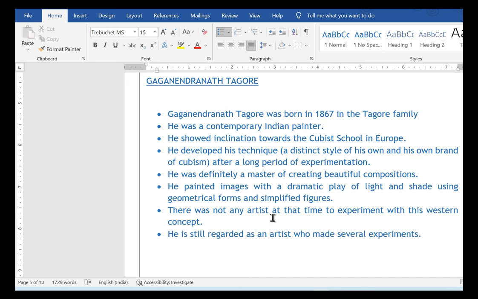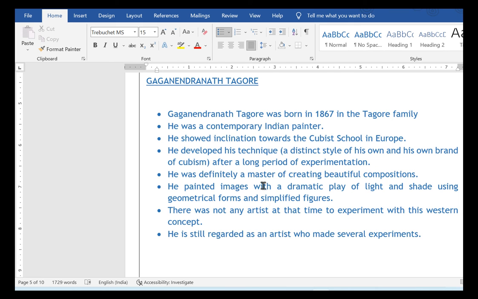More about Gaganindranath Tagore. He was born in 1867 in the Tagore family. He was a contemporary Indian painter. He showed inclination towards the Cubist school in Europe. He developed his technique. His technique is a distinct style of his own and his own brand of Cubism. He developed this technique after a long period of experimentation.